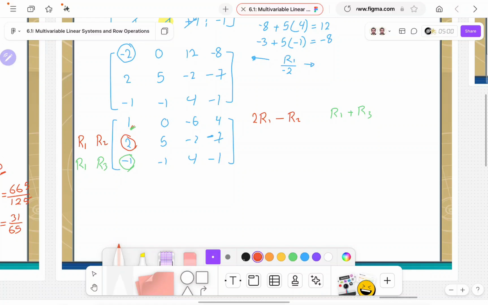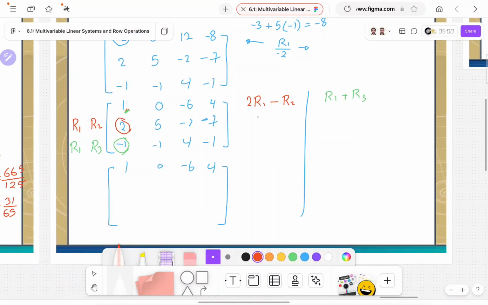Okay, now let's write the new matrix. So the new matrix, we keep the first row: 1, 0, negative 6, and 4. Now let's find exactly the values for row 2. 2 times row 1, 1, minus row 2 is equal to, so the answer is 0.